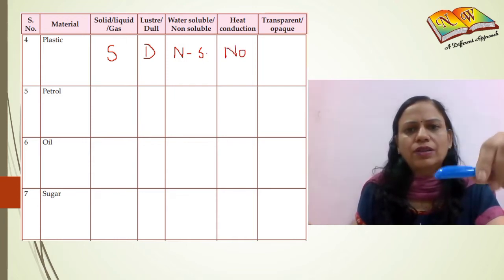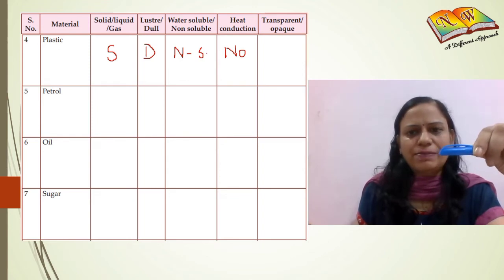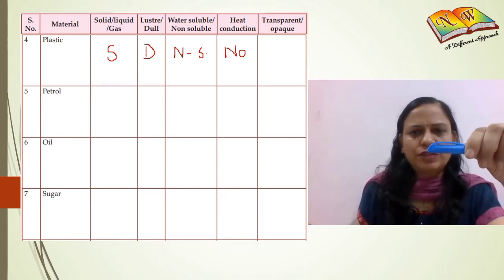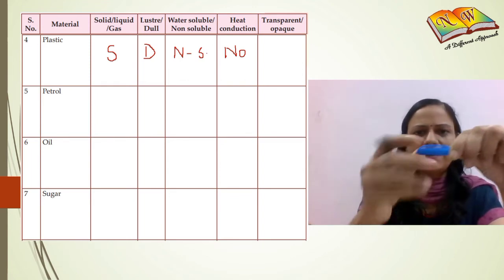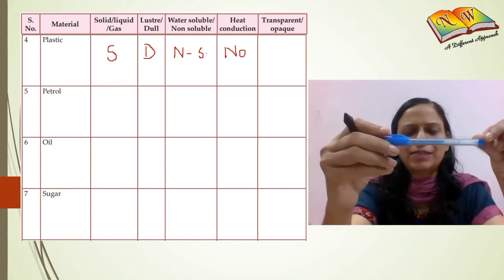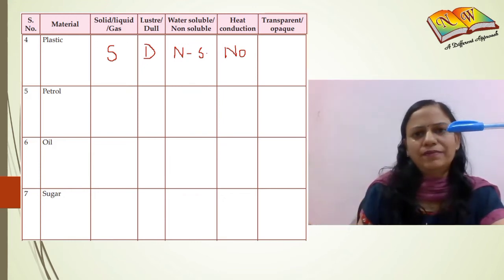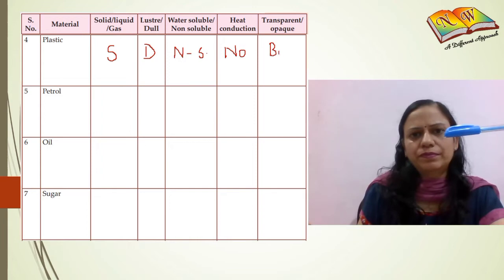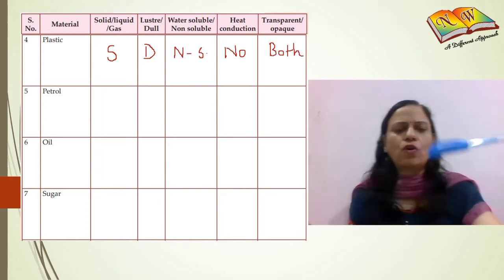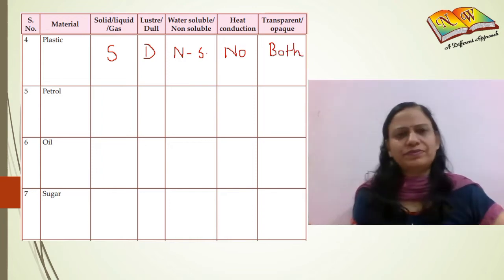And what about the transparency? Is it transparent or opaque? Now this particular side is opaque, but if you look at the other side, it is transparent. So it could be both. It could either be transparent or it could be opaque.